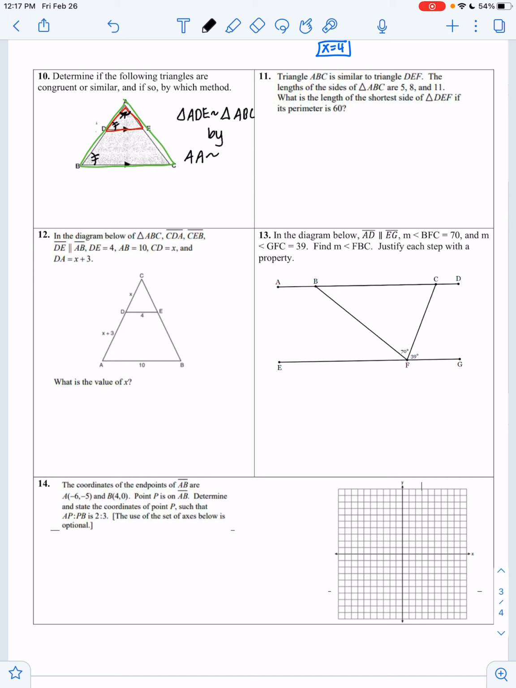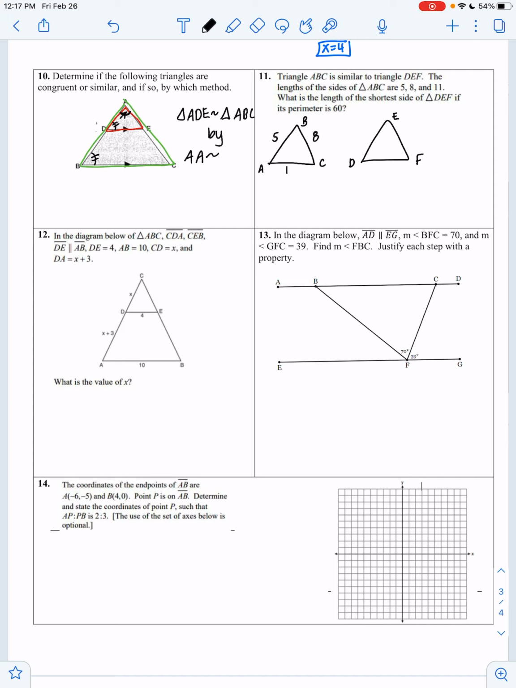Okay, let's look at number 11. Triangle ABC is similar to triangle DEF. There's no diagram drawn for us, which is a no-no, so let's draw our own. ABC and then DEF. I know they're similar, so what I like to do is write the letters in the same order. That way I don't confuse myself. I don't need to highlight anything. The lengths of sides ABC are 5, 8, and 11.